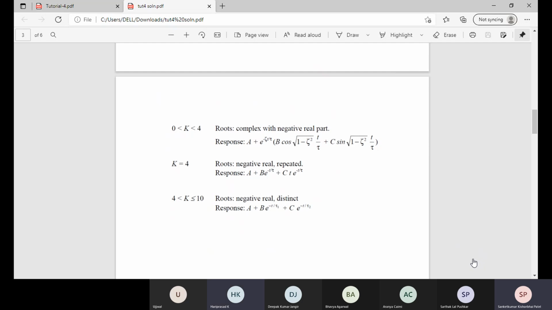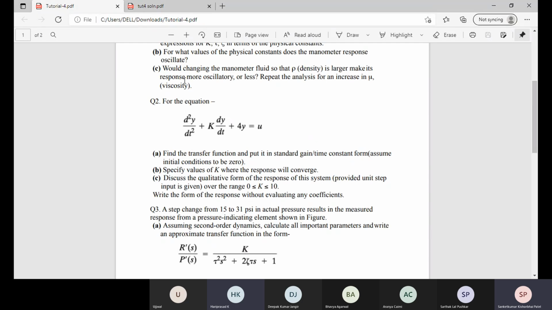So the responses you can definitely calculate, it is a second order system. Okay, so you should be able to do an inverse calculation and just use the expressions as given. Okay then, is there any question? If there are no more questions, we can go to the next problem.